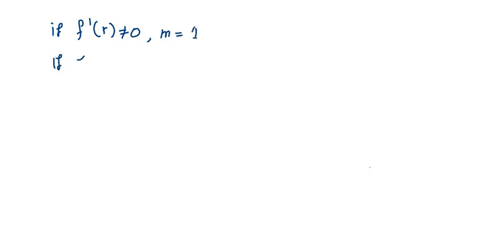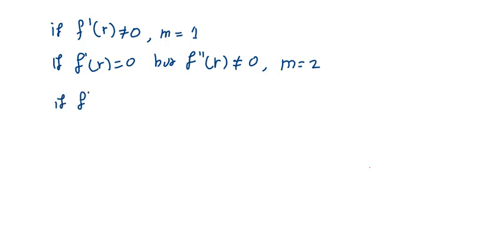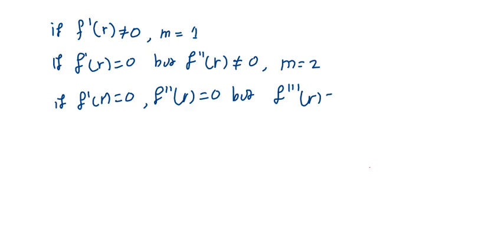If your f prime of r is equals to 0, but your f prime prime, meaning your second derivative of r, is not equals to 0, this tells us this has a multiplicity of 2. In a similar manner, if you have f prime of r is equals to 0, you also have f prime prime of r is equals to 0, but you have that f prime prime prime, which is the third derivative, is not equals to 0, this tells us that this has a multiplicity of 3.